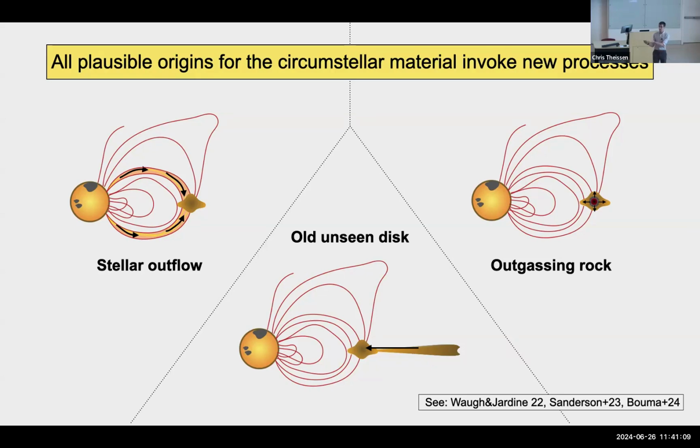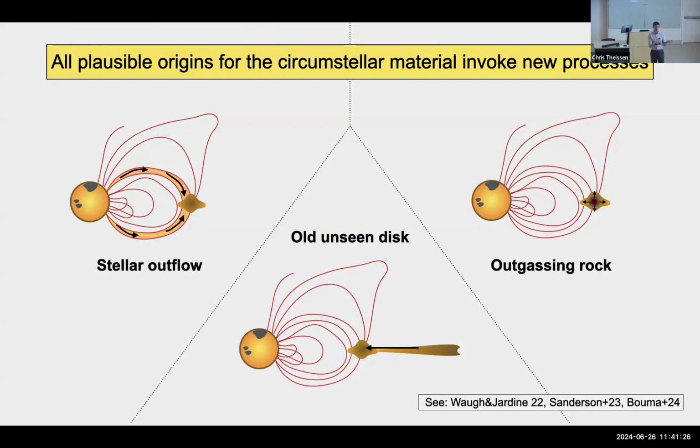Okay, this could be a purely stellar phenomenon. Some type of stellar prominence or wind might be trapped. It could be related to the youth of the systems. Perhaps there's an old and undetectable disk. There's no infrared excess, but that's just an upper limit on the dust mass.